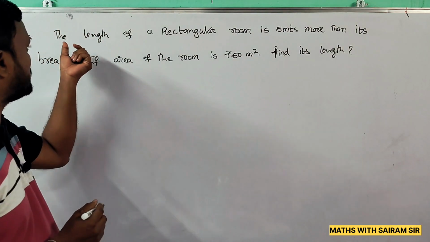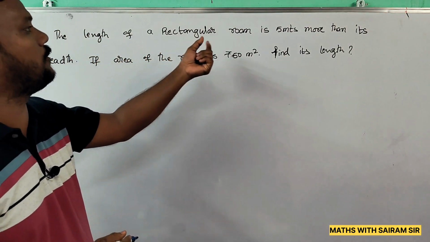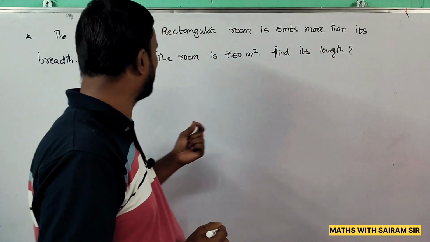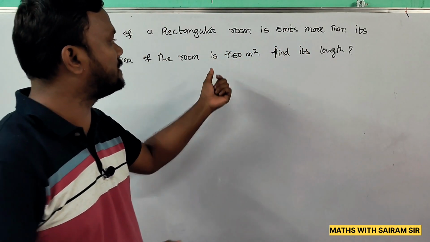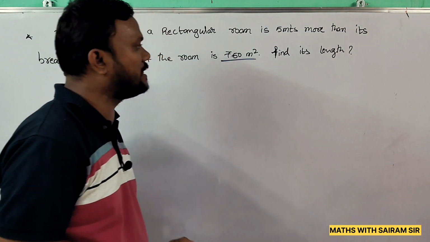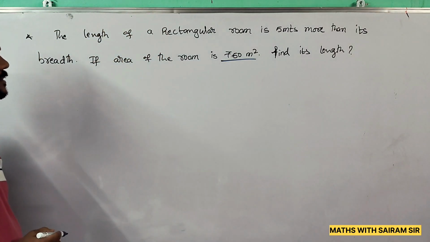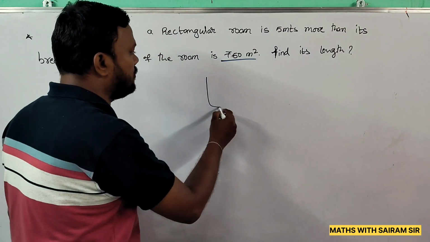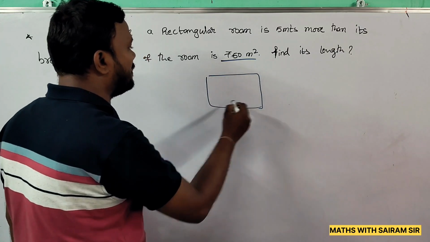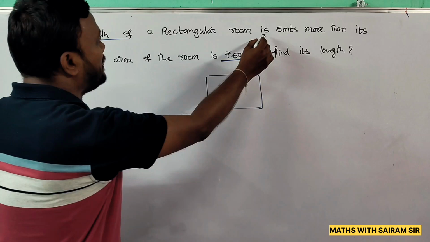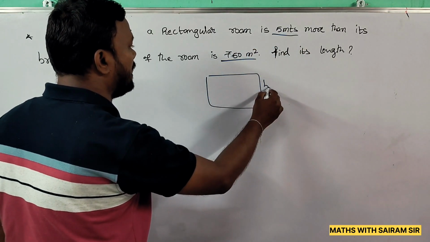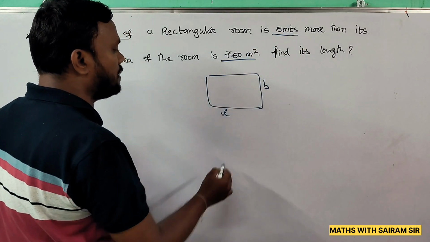Now let us see the next question. The length of the rectangular room is 5 meters more than its breadth. If the area of the room is 750 meters square, then find the length of this room. Okay, here a room which is in the shape of rectangle and whose length is 5 meters more than the breadth.